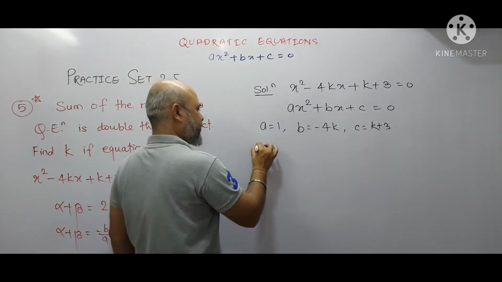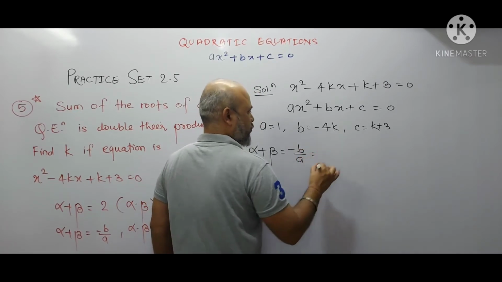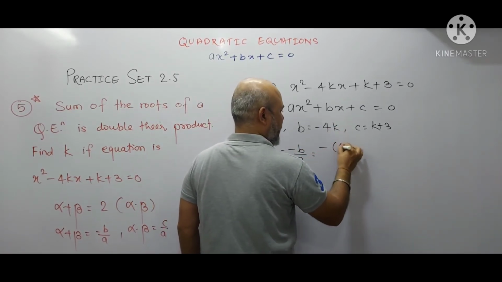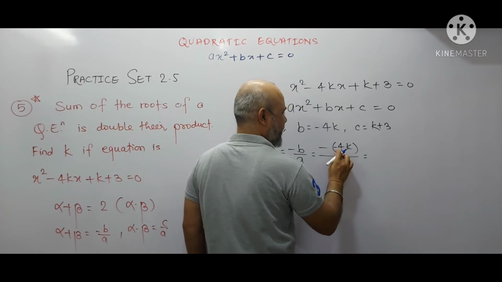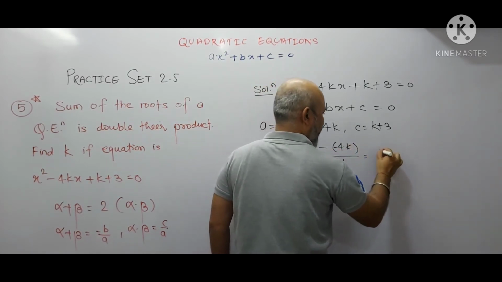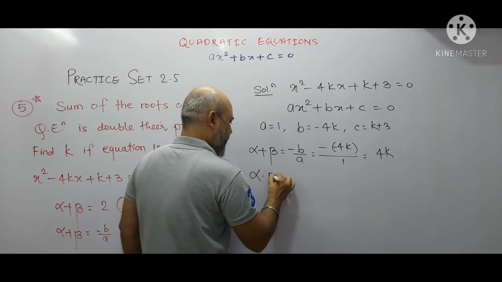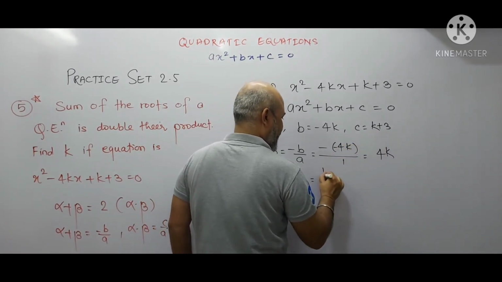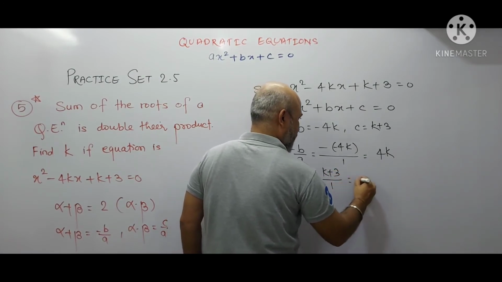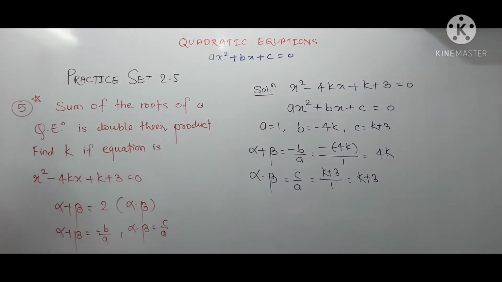Now we'll find the value of alpha plus beta. So alpha plus beta is what? Minus b by a. So minus, what is b? B is minus 4k upon a is 1. So minus minus becomes plus, you will get 4k. So value of alpha plus beta is 4k. What is value of alpha into beta? Which is equal to c by a. C is k plus 3 and a is 1, so this is equal to k plus 3. So value of alpha plus beta is 4k and value of alpha into beta is k plus 3.